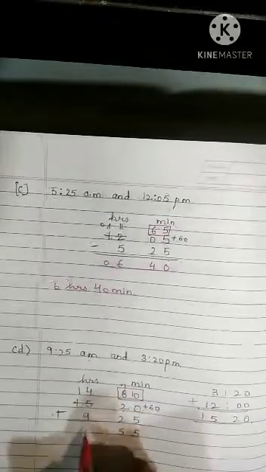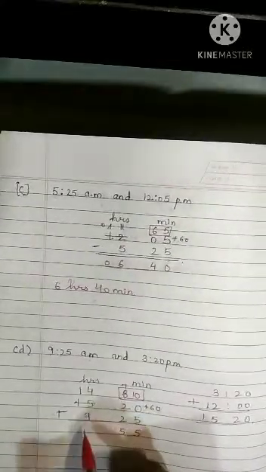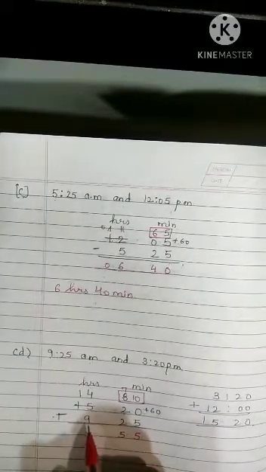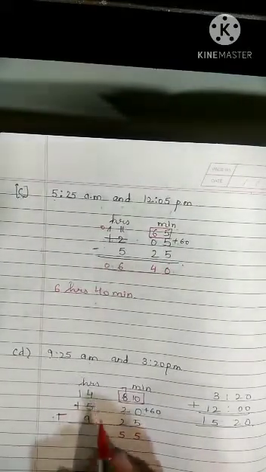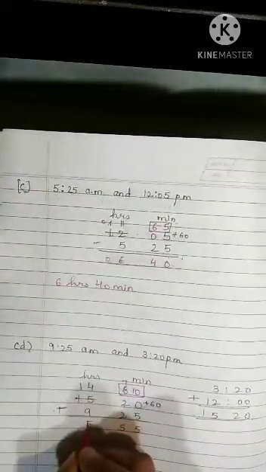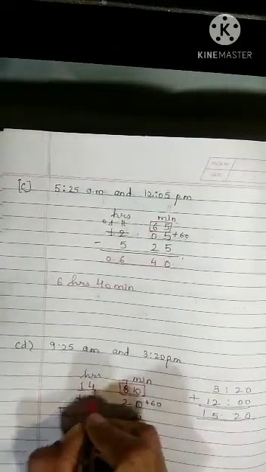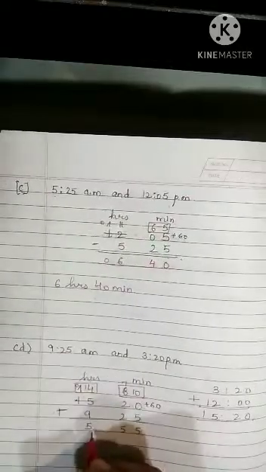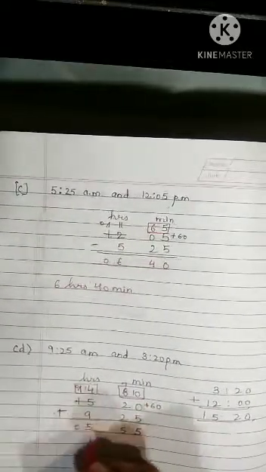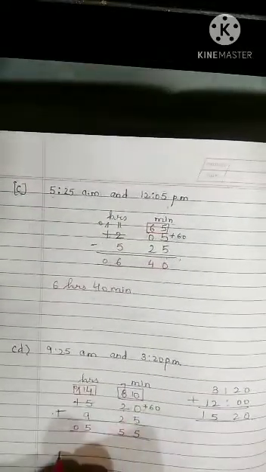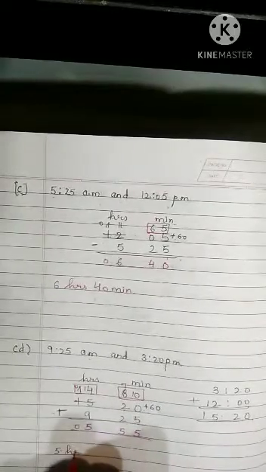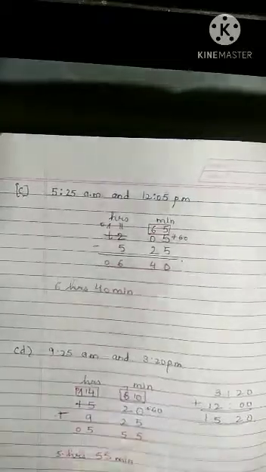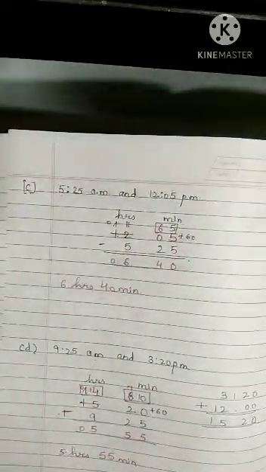Now from 14 can we subtract 9? 14 hours subtract 9 hours. So how do we get the answer? We will get 5 hours, or you can do directly in this way also. 14 minus 9 is 5 and 0 will come as it is. So the answer is 5 hours and 55 minutes. Hope it is clear to everyone. Thank you, children.